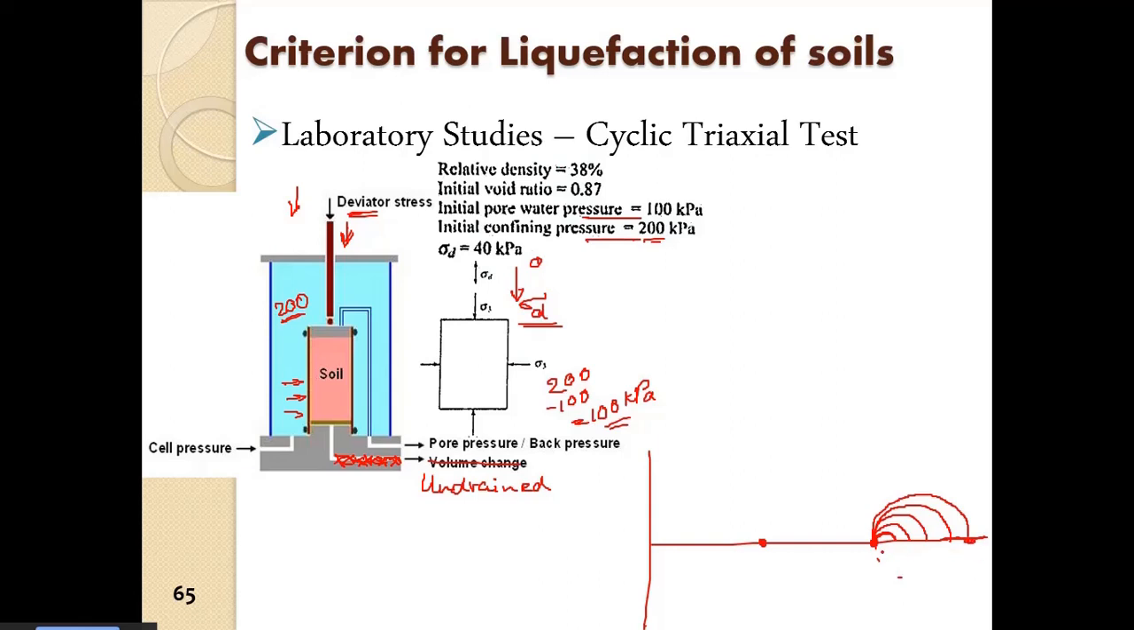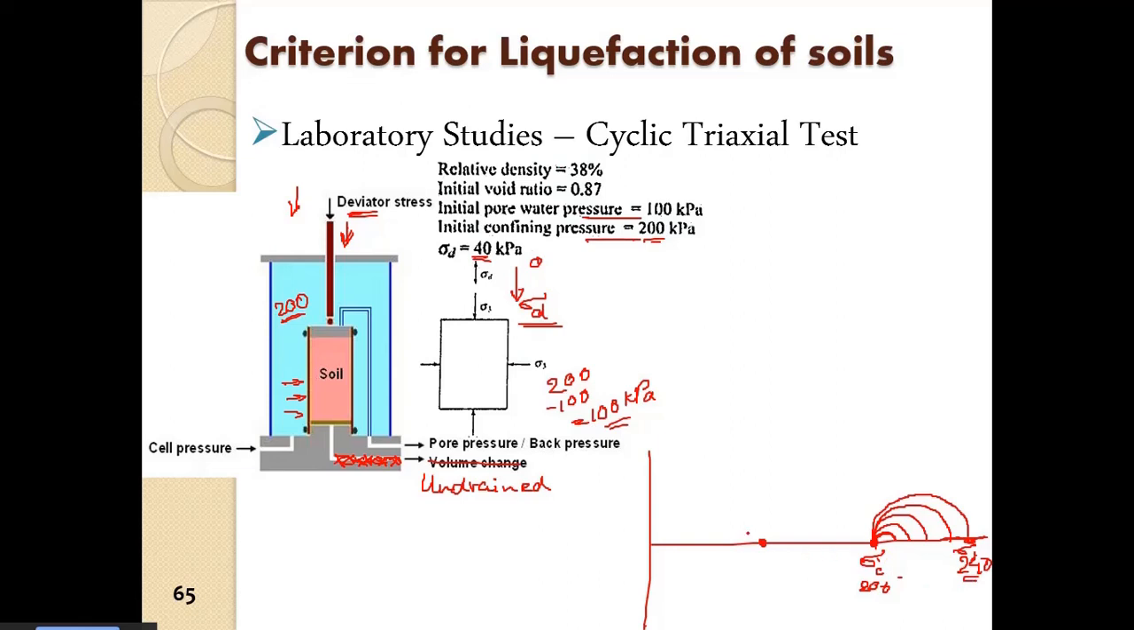So this is sigma c here, which is 200 kPa. And suppose we have applied sigma d, here 40 kPa it is given. So we have applied 40 kPa. So this is definitely 240 kPa, which is sigma 1. So sigma 1 is sigma c plus sigma d, which is 240 kPa.